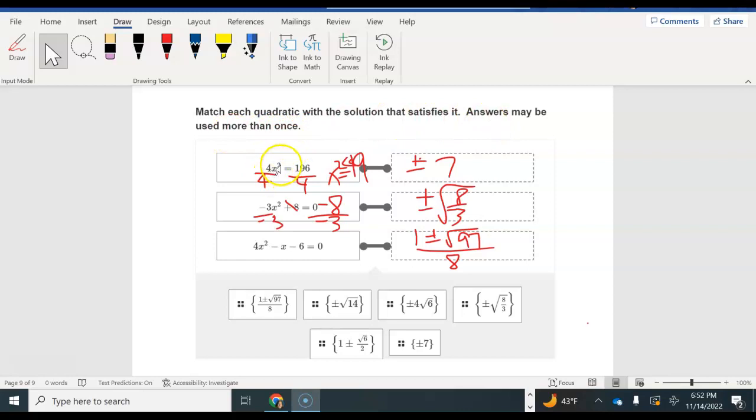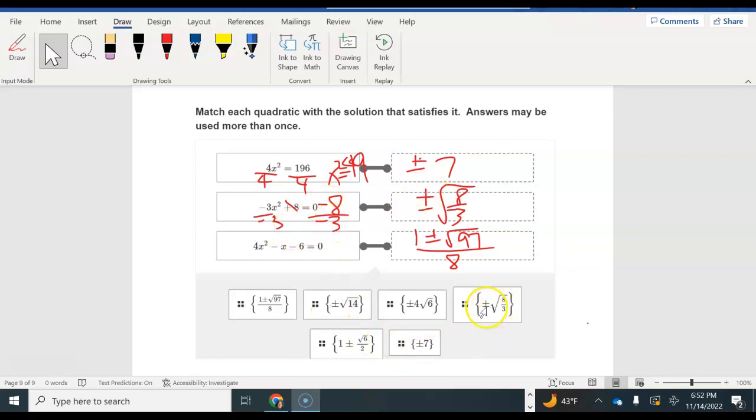All right, so you got 4x squared equals 196. Divide both sides by 4. X squared equals 49. Take the square root of both sides, you get plus or minus 7. All right, the next one, also very simple. Subtract 8 from both sides. So you got -3x squared equals -8. Divide both sides by -3. And you're going to have x squared equals 8/3. Two negatives make that a positive. So x squared equals 8/3.